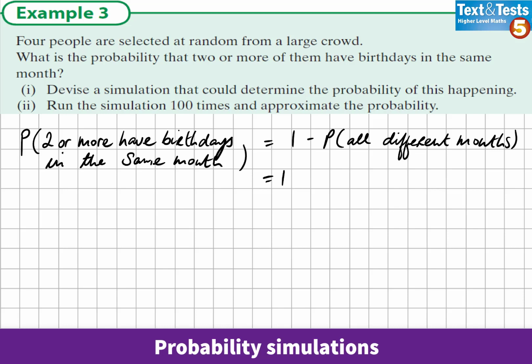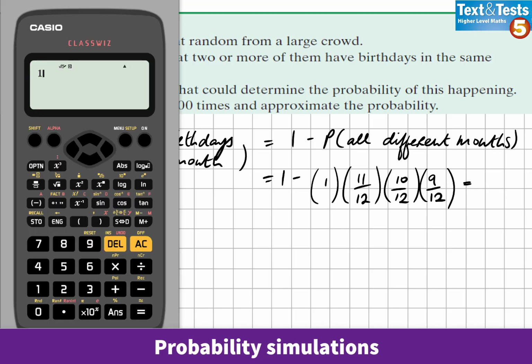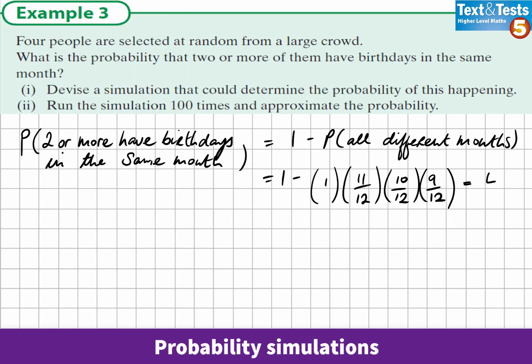So how would we work out the probability they're all in different months? Well, if we think about the 4 of them one at a time, the first person will be born in a month. So that's certain, it's 1. Now there's 11 out of 12 chance the next person is in a different month. 10 out of 12 chance that the next person is in a month different than the other 2. And there's 9 out of 12 chance that the last person is born in a month that's different than the other 3. So if we take out the calculator and work this out, we see the mathematical probability that 2 or more of them share a birth month is 41 out of 96.